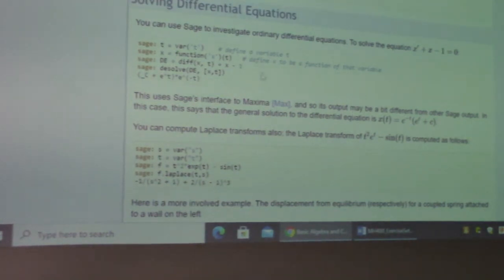So apparently we can solve, oh hey, want to try to solve that differential equation? Here's how we can solve differential equations with Sage. Huh. So this is how we declare a variable and then a dependent variable. Interesting.